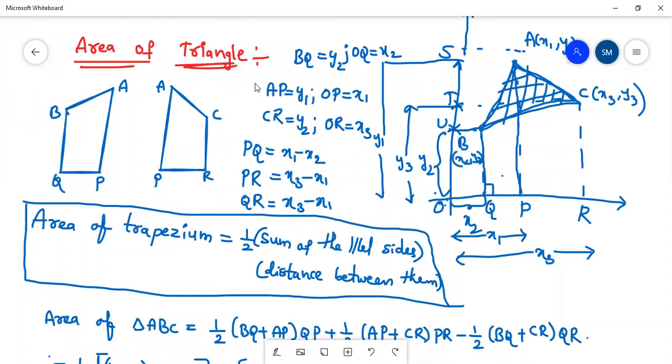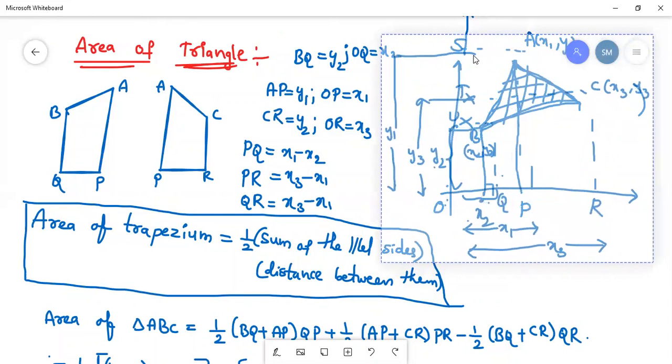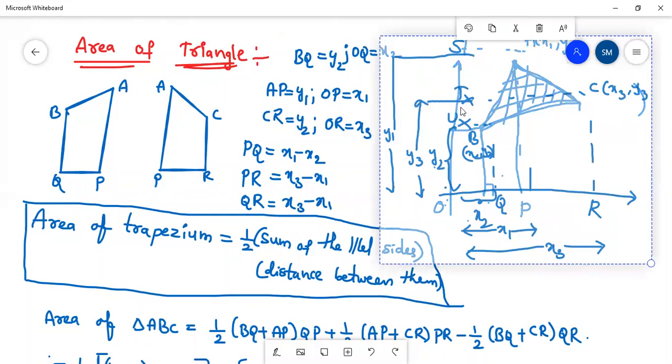Area of a triangle means we can find the area of triangle ABC from the figure. Here, in ABC, A has the vertices x1, y1, B is x2, y2, and C is x3, y3. We can draw perpendicular lines to the x-axis and y-axis. Then the intersecting points are on the y-axis.